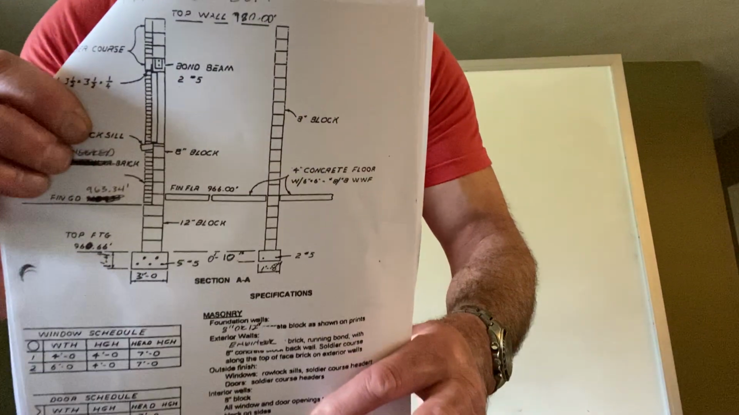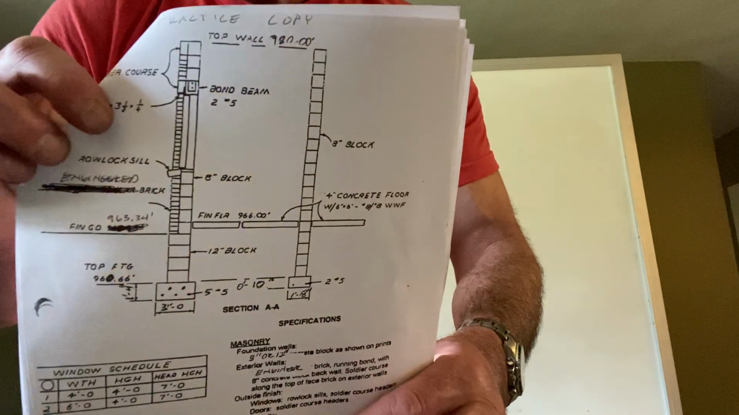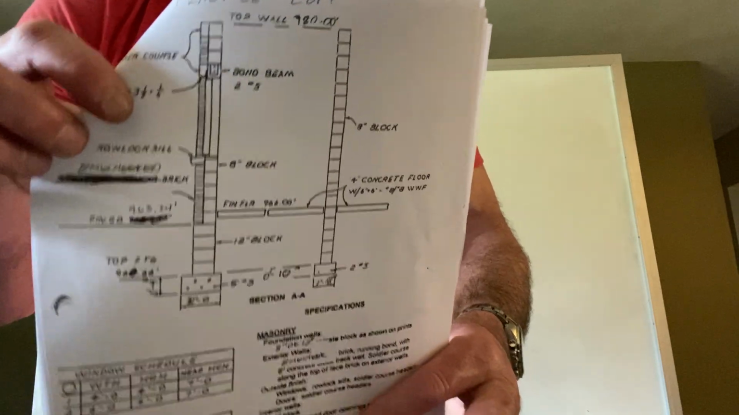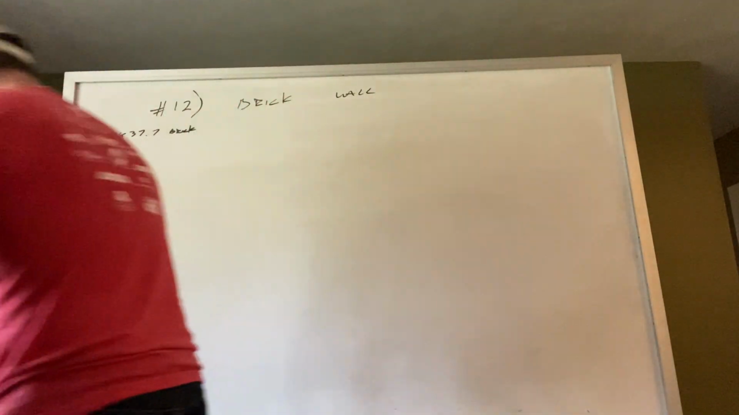If I look underneath that window, what do I see? My fingers are in the way. I see a roll-lock sill. So it's telling me that I have a roll-lock sill at each one of my windows.